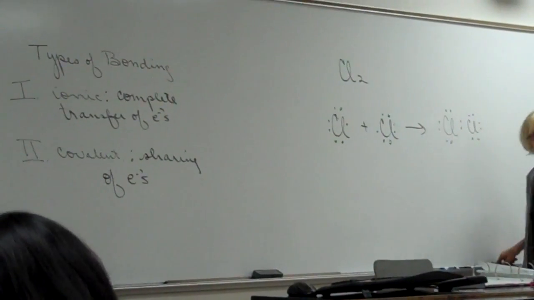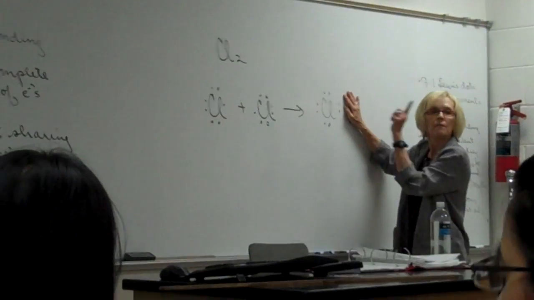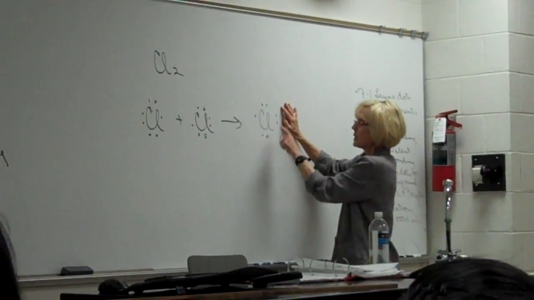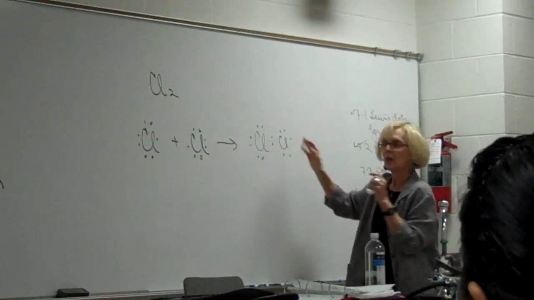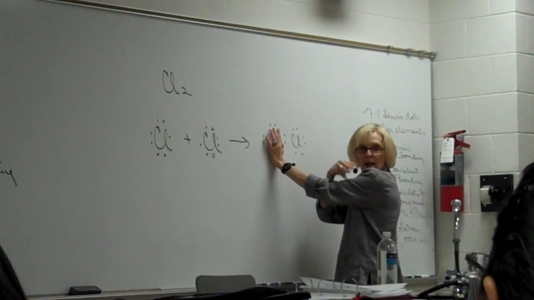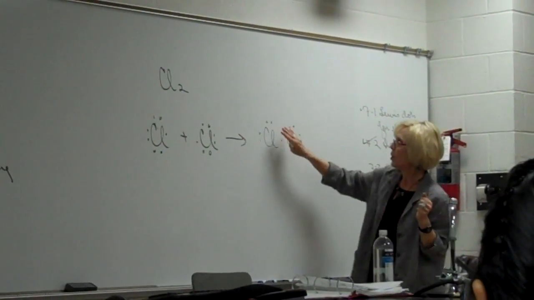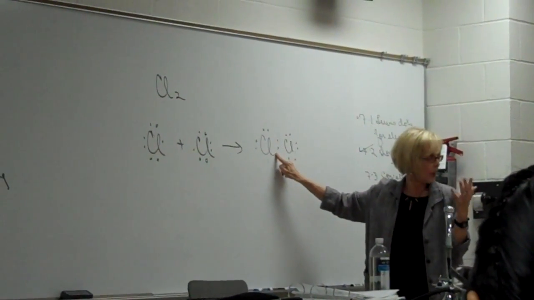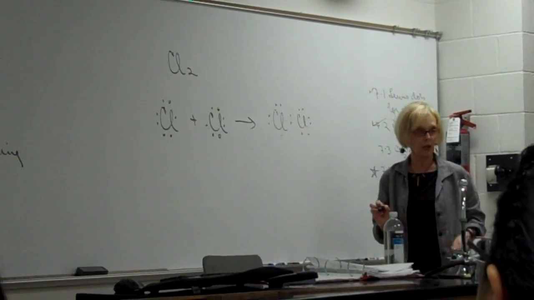Okay, the beauty of this is, if I cover up this guy, this one feels like it has access to 8, the octet. 2, 4, 6, 8. It feels like it's isoelectronic with argon. If I cover up this guy, he feels like he has 8. 2, 4, 6, 8. I wish bank accounts worked that way. So here everybody feels like they got the full complement of 8 by sharing. So this is referred to as a covalent bond.